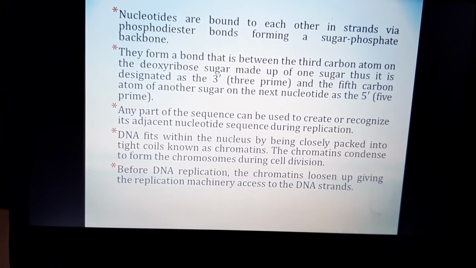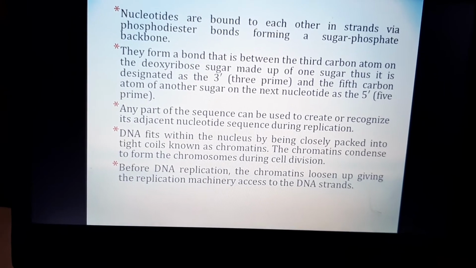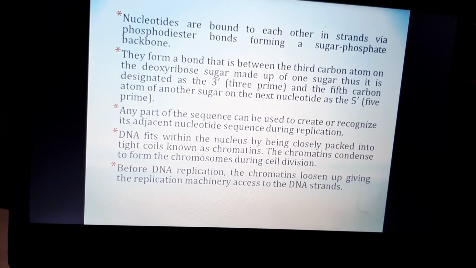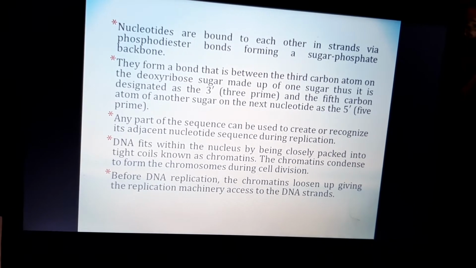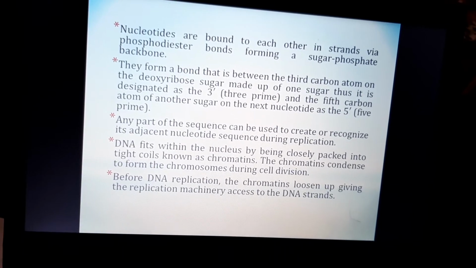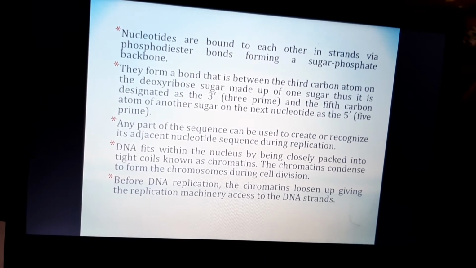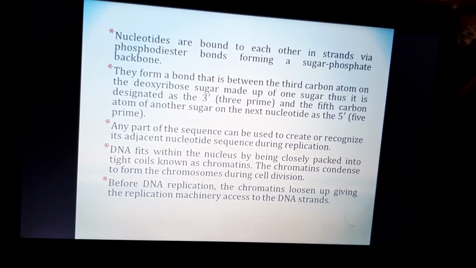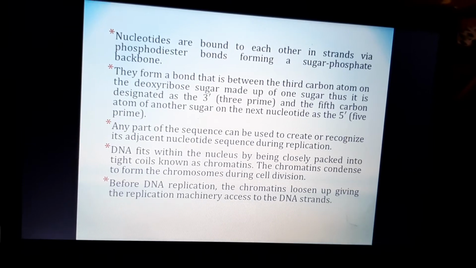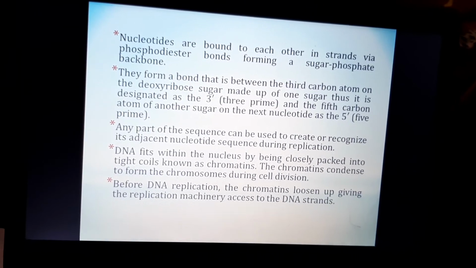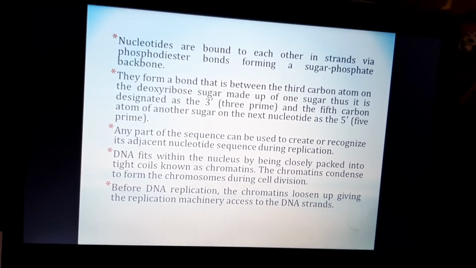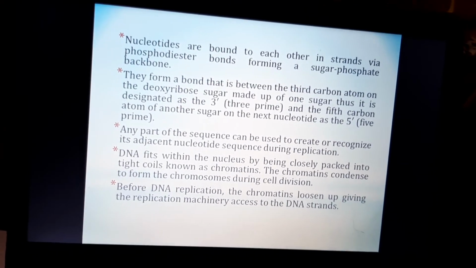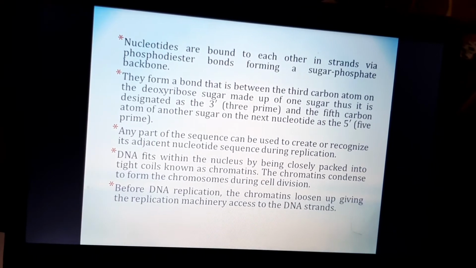Nucleotides are bound to each other in strands and joined with a phosphodiester bond, forming a sugar phosphate backbone. They form a bond between the third carbon atom of one deoxyribose sugar and the 5' atom of the next sugar, on the next nucleotide at the 5' end. Any part of the sequence can be used to create or recognize its adjacent nucleotide sequence during replication.